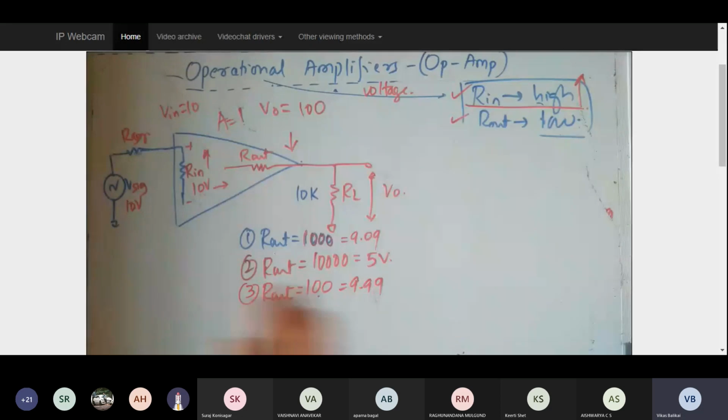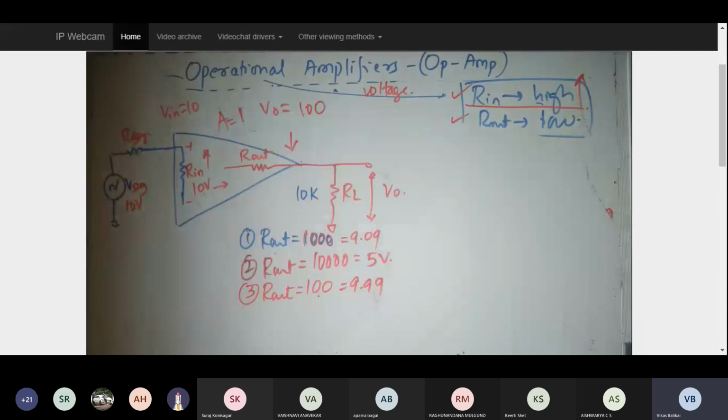I told this so that you understand it. Instead of blindly memorizing Rin high, Rout low, if I just try to prove this to you, you'll be able to understand it in a better manner. So these are the first two characteristics. Now, like that, there are some 6 to 7 characteristics. We'll try to discuss those characteristics in the subsequent classes. So that way, we'll have the entire characteristics of the operational amplifier covered.